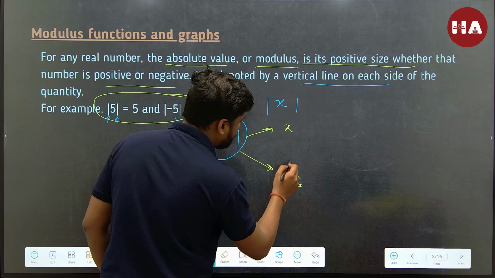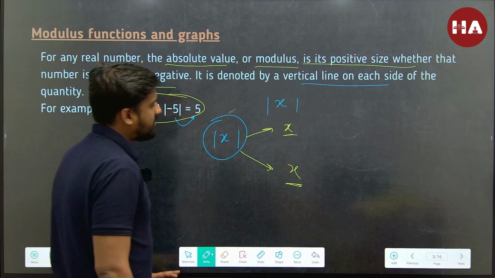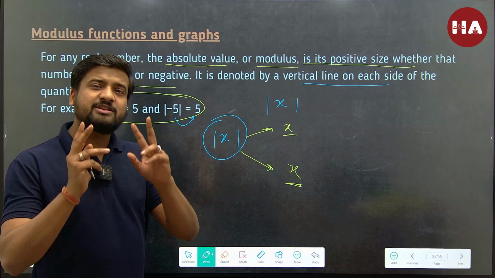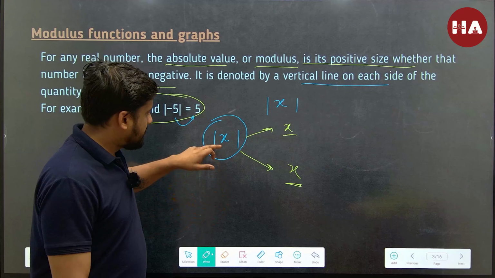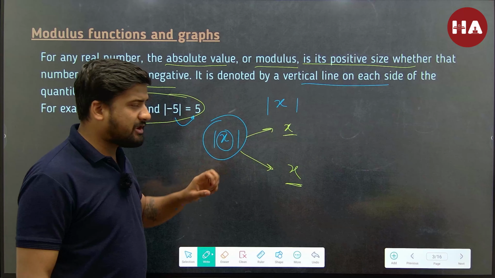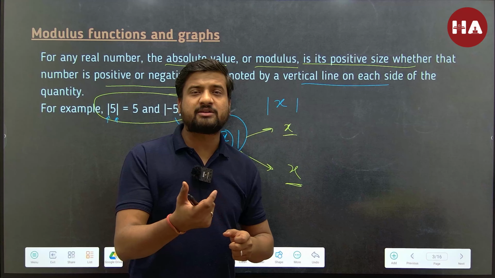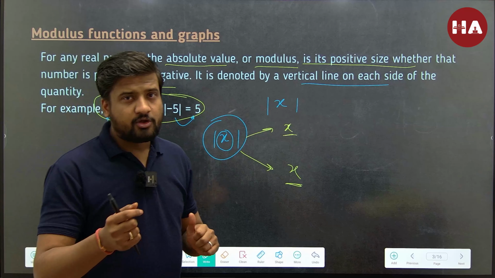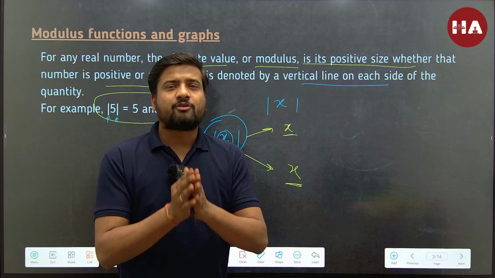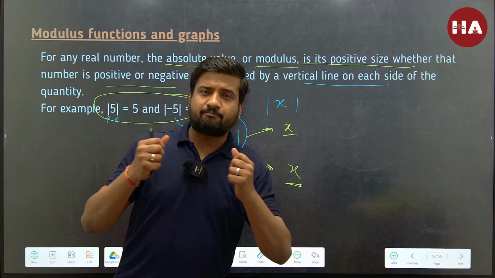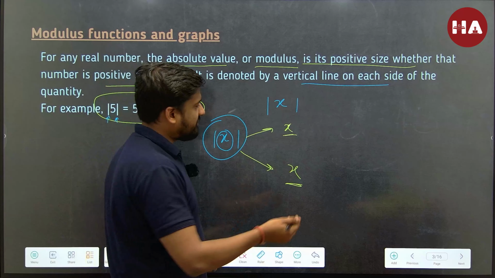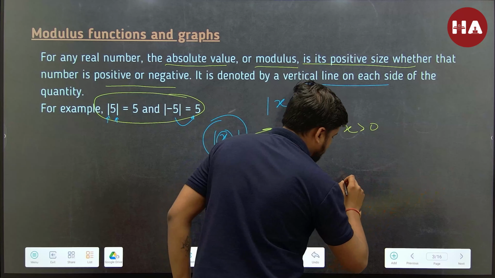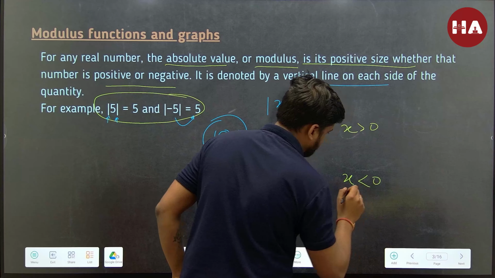I want these two values to be positive. Now what I do is I break this function in two parts. How? I'll put this value that is inside the modulus function equal to 0, so I'll put x equals 0. So the point 0 will divide my partition in two ways. That is, the first part is when x is greater than 0. The next one is when x is less than 0.